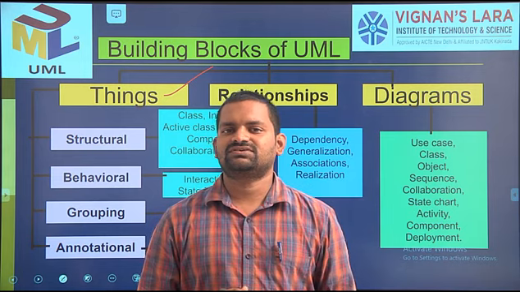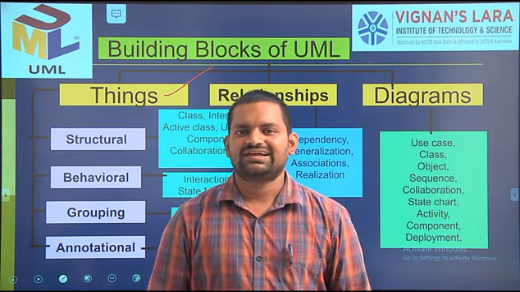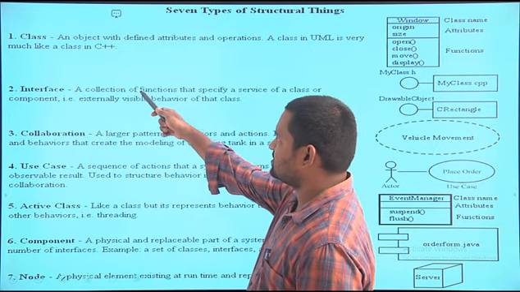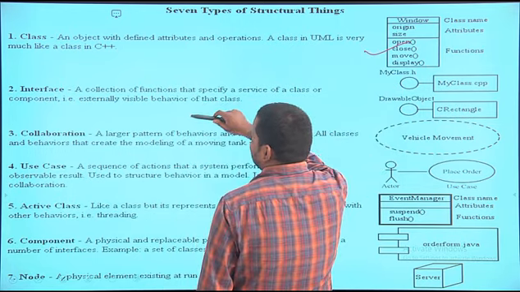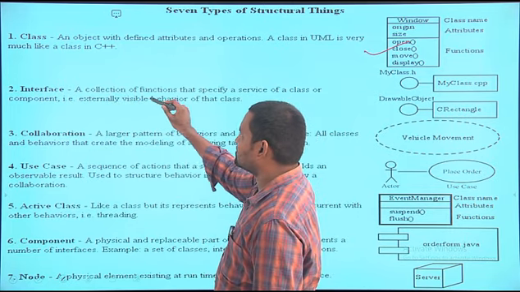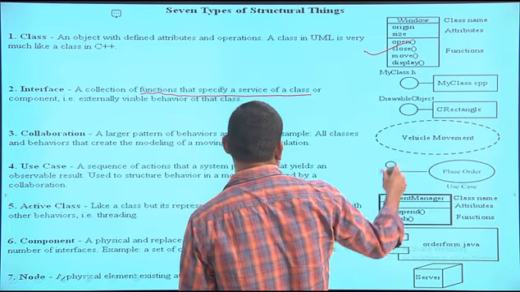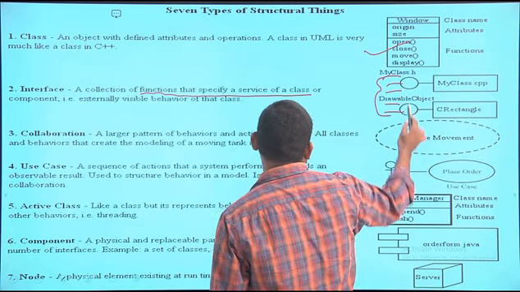Then if I give you any problem or system, it will be very easy to draw that particular system. Right, so relationships, diagrams. Here is a brief view of yesterday's class. The class representation is like this, and also the interface. What is an interface? An interface is a collection of functions that specify a service of a class. This is the interface representation in graphical view.